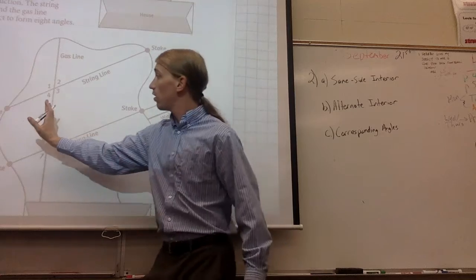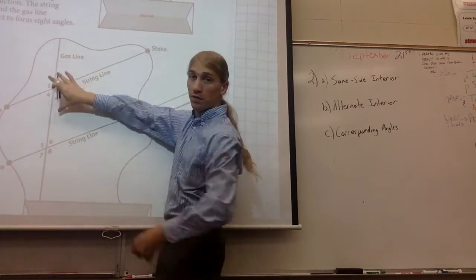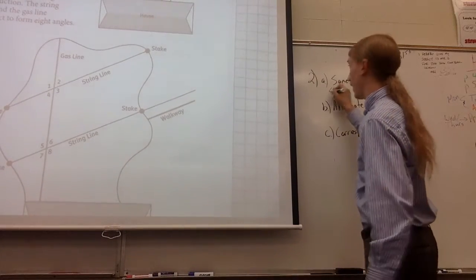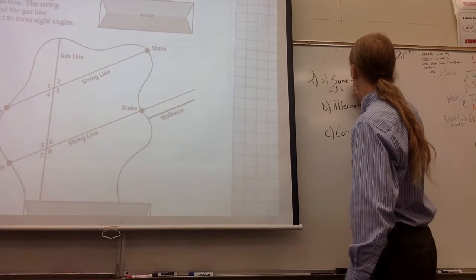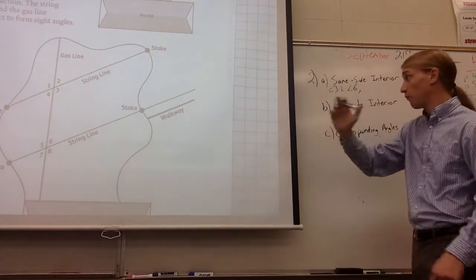3 and 6 are on the same side of the transversal, and they're on the interior of the two lines. So I would call them same side interior angles. So I'm going to say angle 3 and angle 6. That's one example. I'm hoping you can figure out the other one from there.